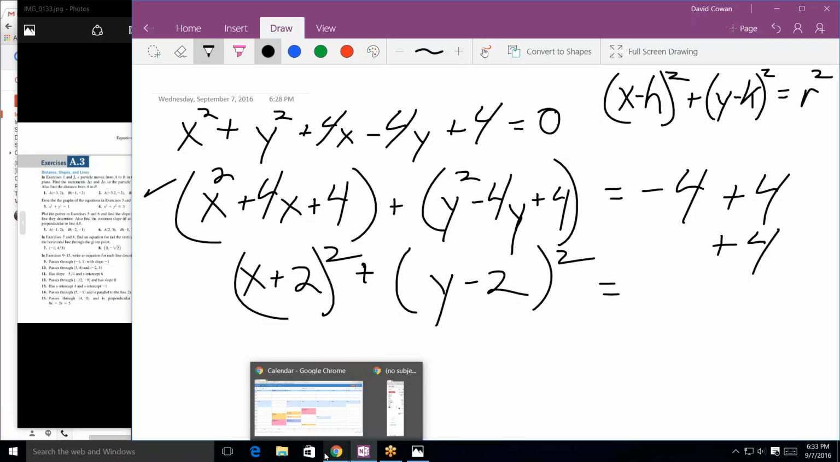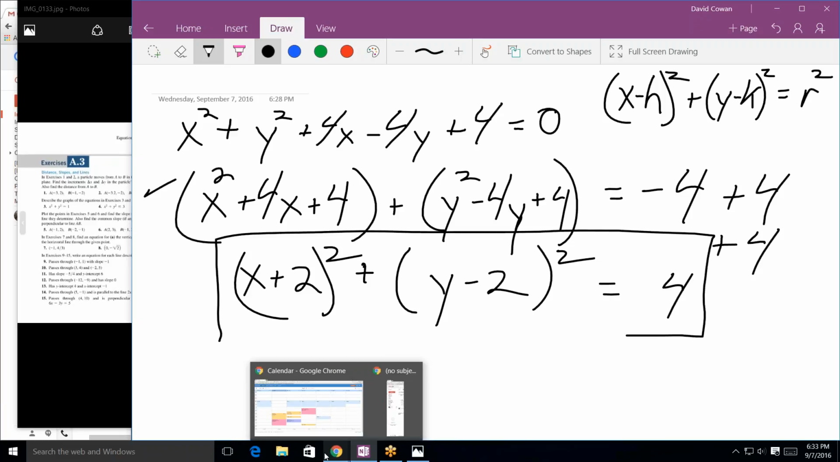Now, the right side is minus 4 plus 4 plus 4. So it ends up plus 4. So this is now my rewritten equation of this polynomial. They're identical. The only thing is, I now have it in the perfect form of a circle, and I can graph it.